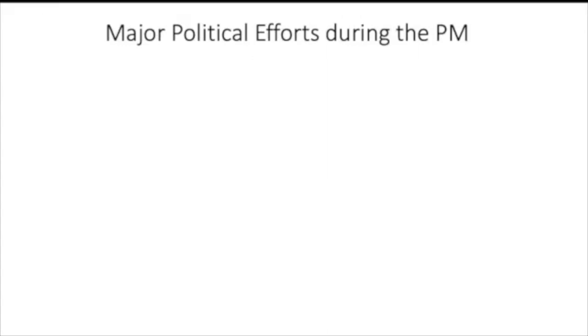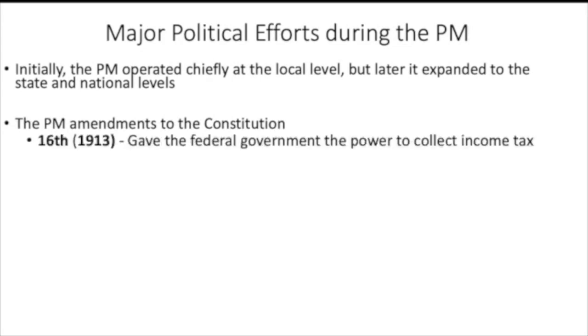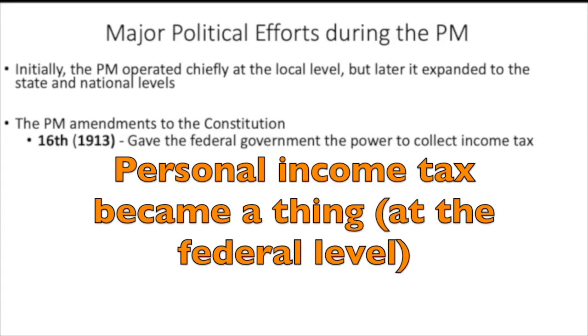Let's go over some major political efforts during the progressive movement. Initially, the progressive movement operated chiefly at the local level, but later it expanded to the state and national levels, and we'll give some examples in a moment. The progressive movement amendments, first, the 16th Amendment, which was ratified in 1913, gave the federal government the power to collect income tax. So prior to this, tariffs were the number one revenue raiser for the federal government. But after the 16th Amendment, personal income tax would be the number one revenue raiser for the federal government.